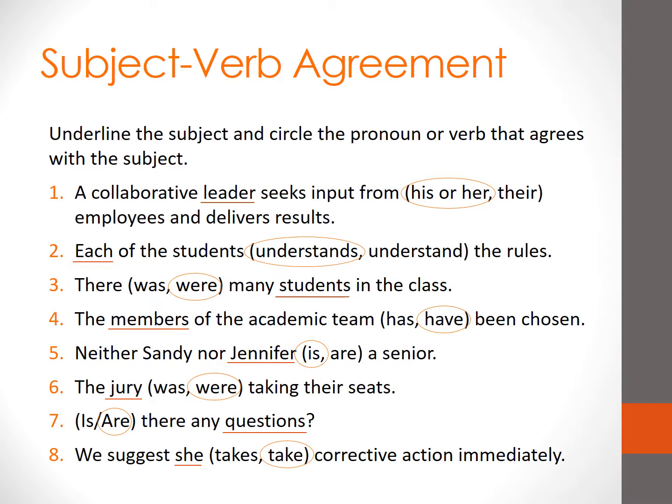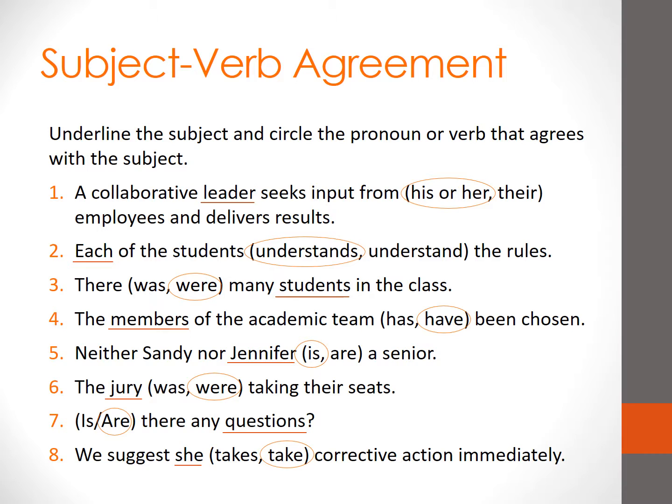Number 4, the members of the academic team has or have been chosen. Of the academic team is a prepositional phrase, so you know that team is not the subject. Underline members. Members have been chosen. Number 5, neither Sandy nor Jennifer is or are a senior. When you have 2 subjects like this sentence does, you go with the subject that's closest to the verb. So underline Jennifer and circle is. Now, if that sentence were Sandy and Jennifer are seniors, you'd have to change a senior to seniors plural.